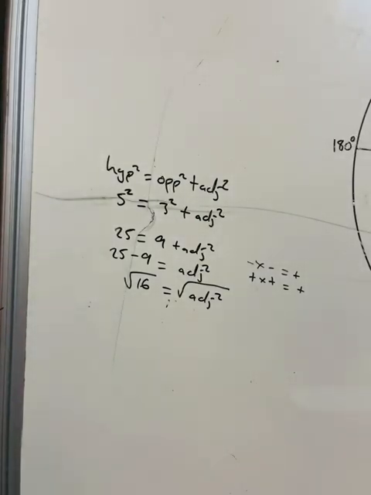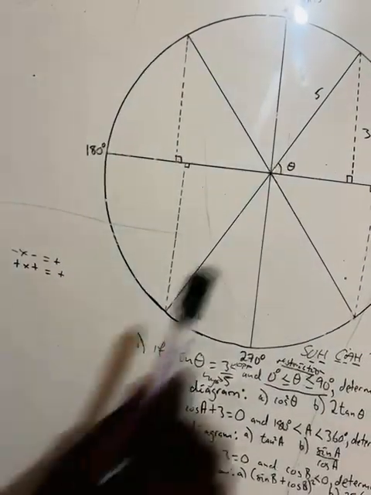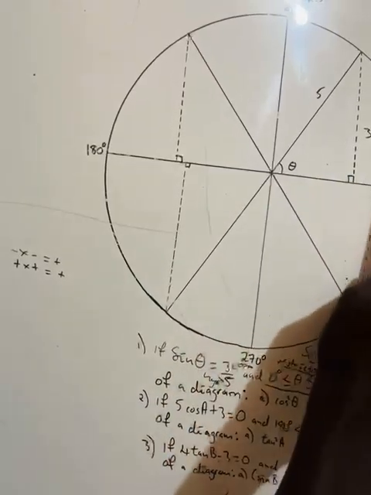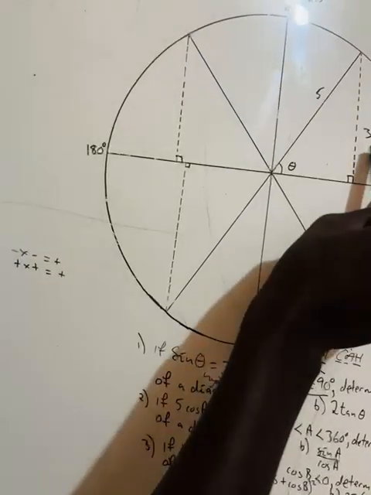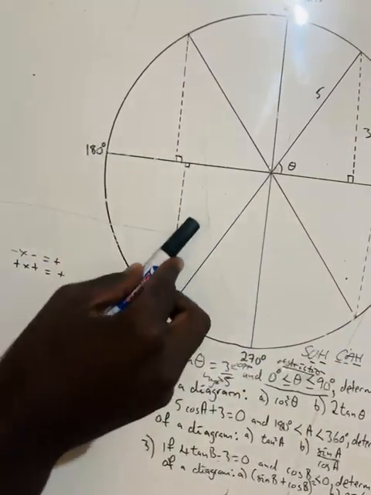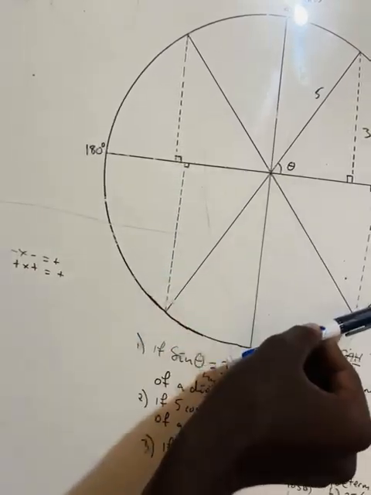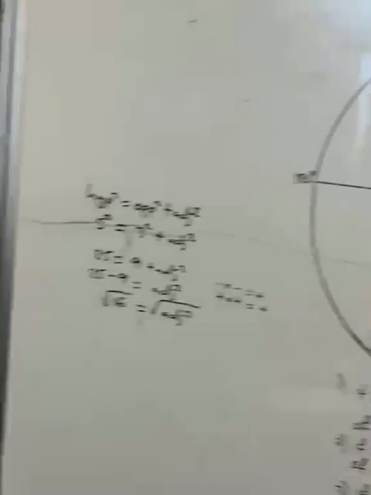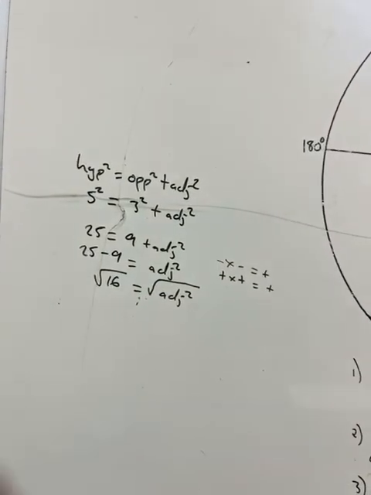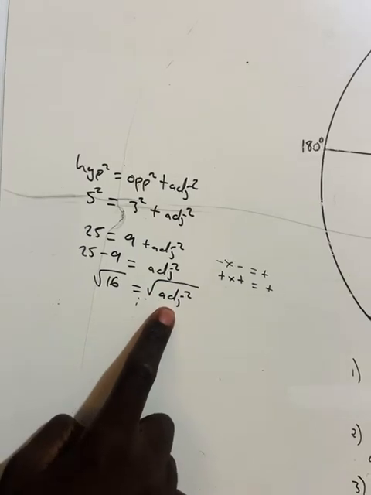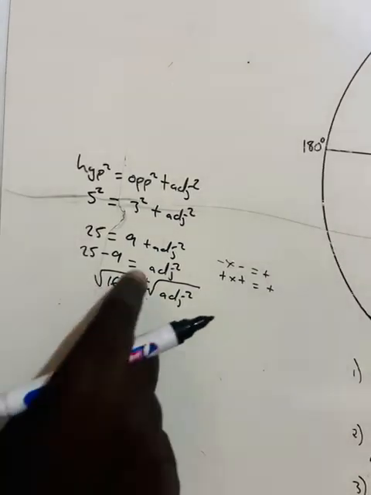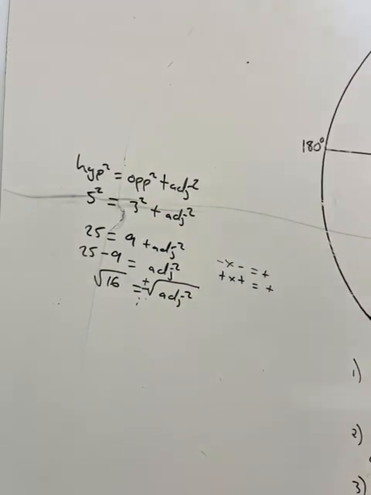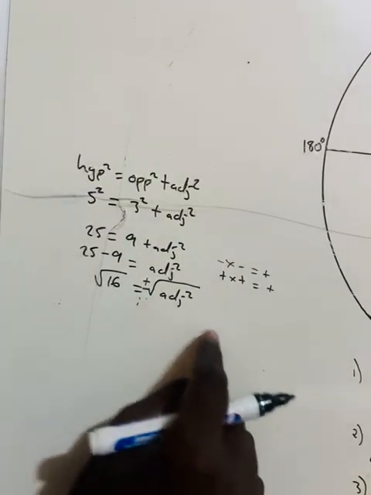But here, remember from the previous video, we said that in this quadrant, quadrant 1, your x-axis is positive. But in quadrant 2, your x-axis is negative, right? And your opposite, in this quadrant and that quadrant, is positive. But in quadrants 3 and 4, your opposite is negative. So before you write your final answer, at this stage where adjacent squared is equal to 16, you take the square root of both sides and you write plus or minus. Why are we putting a plus or minus? Because we have to check in the quadrant that we are dealing with whether the adjacent is positive or negative.